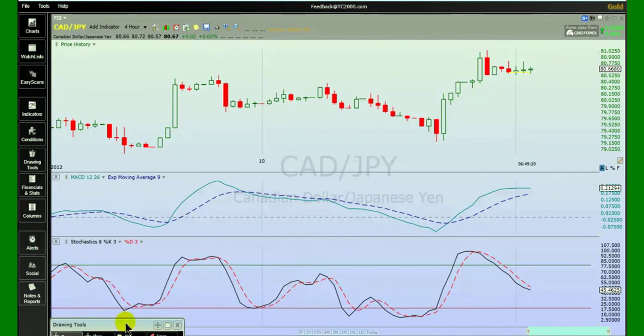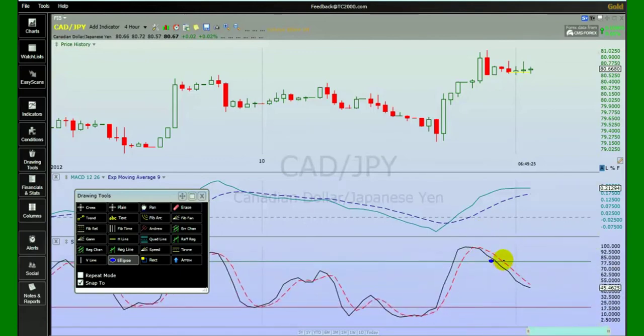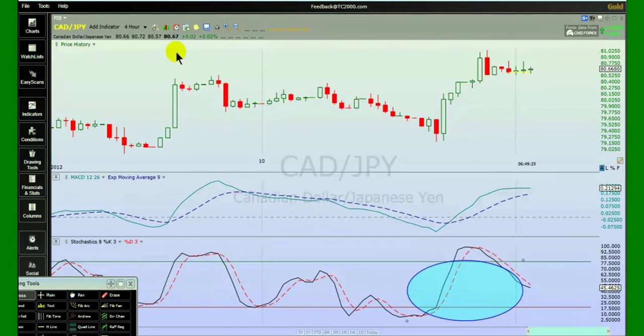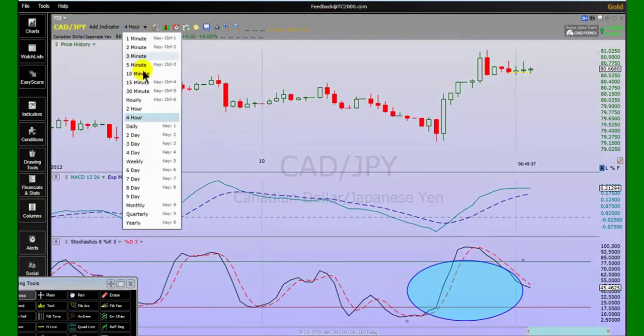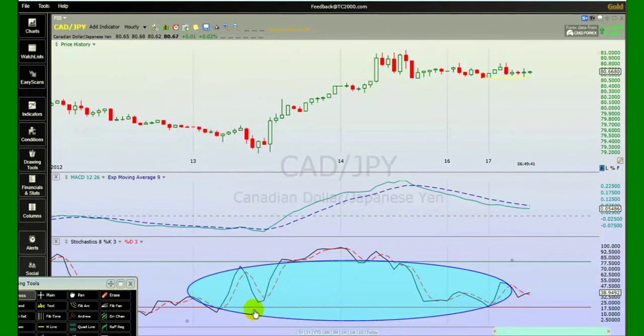Let's go now. What I will do, I will just highlight this session, the whole session here. All right. So this is on a 4-hour chart. We now go to the hourly chart, talking about MACD Reloaded. You can see this is the session that we have highlighted on the 4-hour chart.